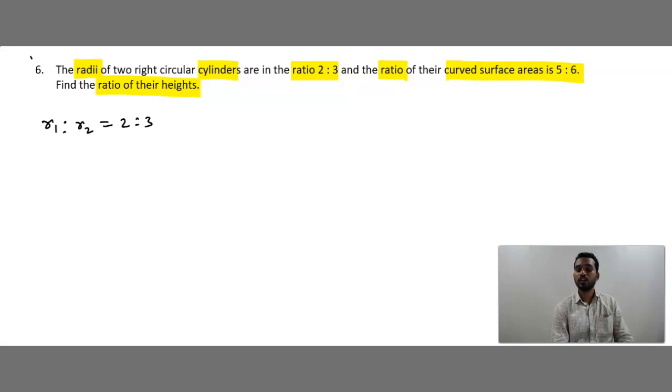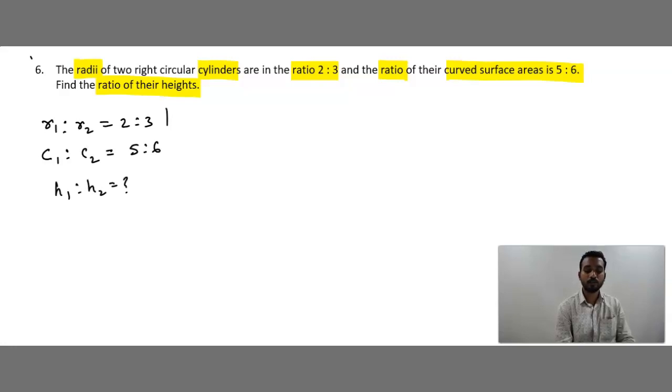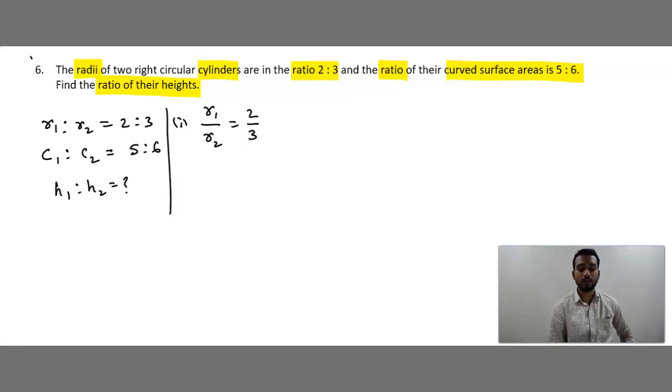And the ratio of their curved surface areas. I will write curved surface area as C. So C1 is to C2, that is 5 is to 6. Now we should find H1 is to H2. So R1 is to R2, that is nothing but R1 by R2, that is 2 by 3. We have done R1 by R2. If you want, you can make it equation 1.